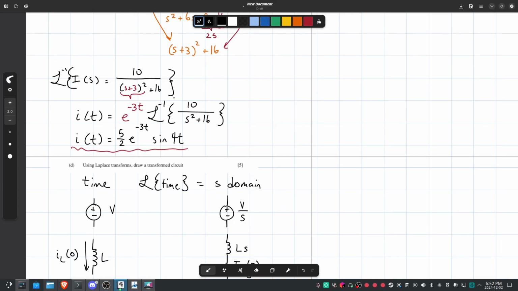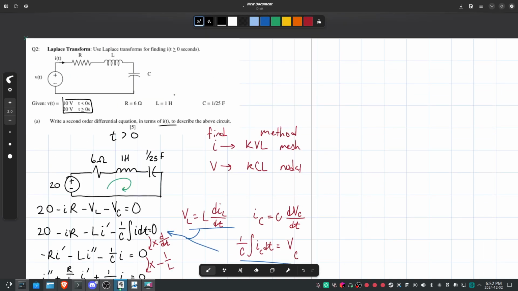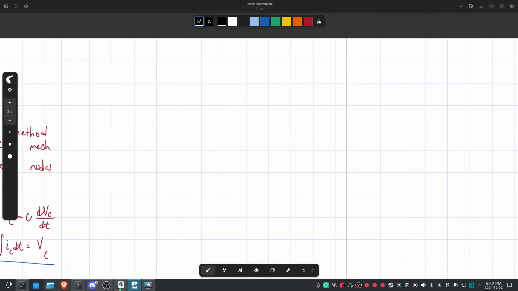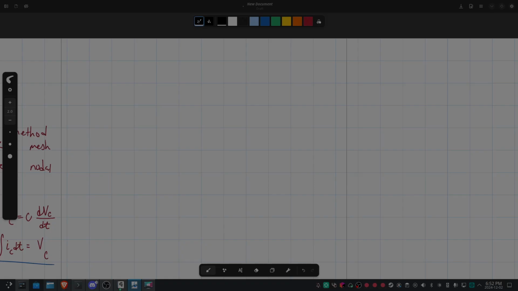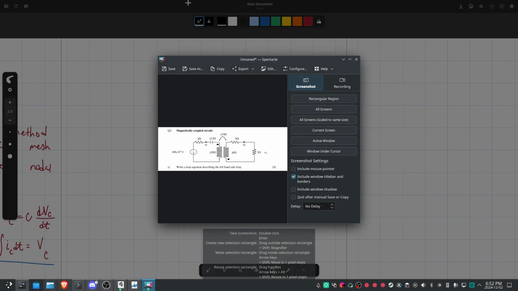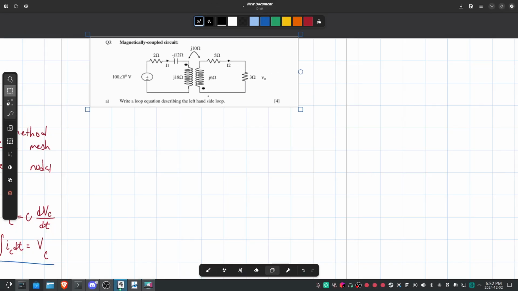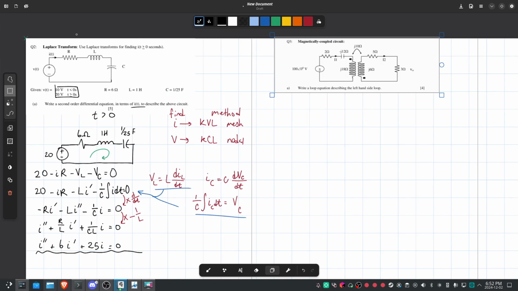Okay, so now let's move on to the second question. Well, the third in the exam. Magnetically coupled circuits. This is what I would say is the hardest or second hardest, depending on how you find Laplace transformations.